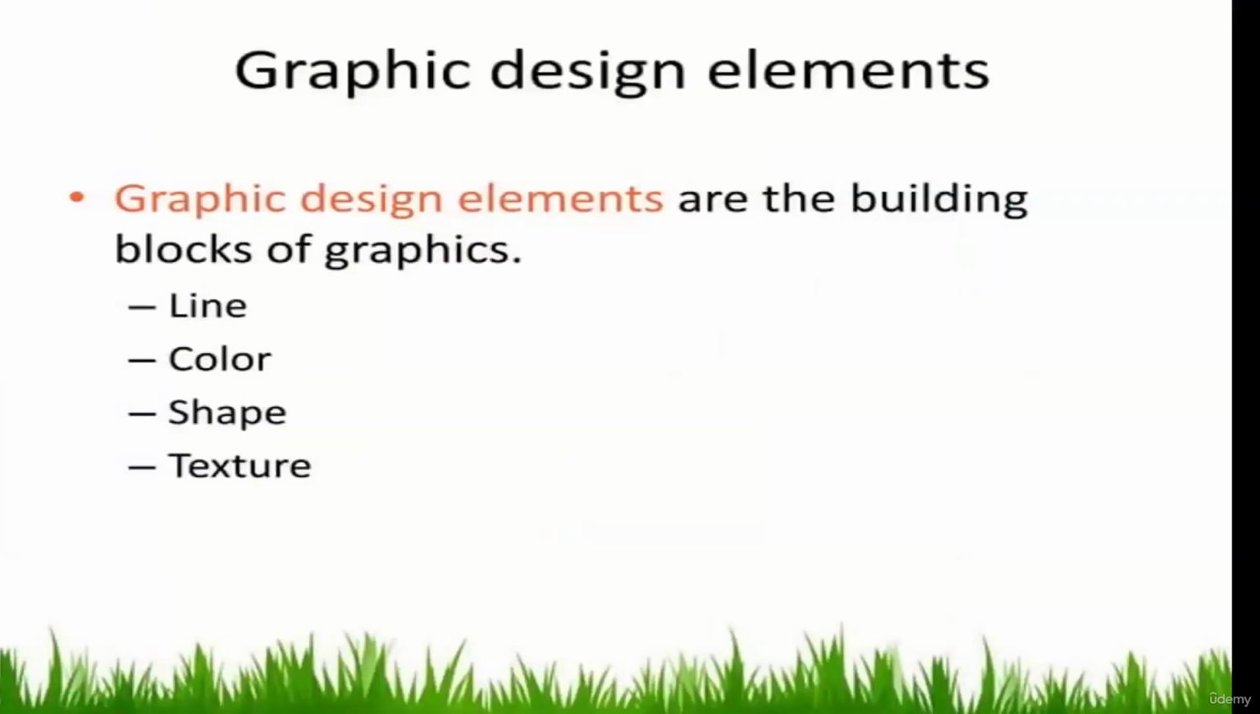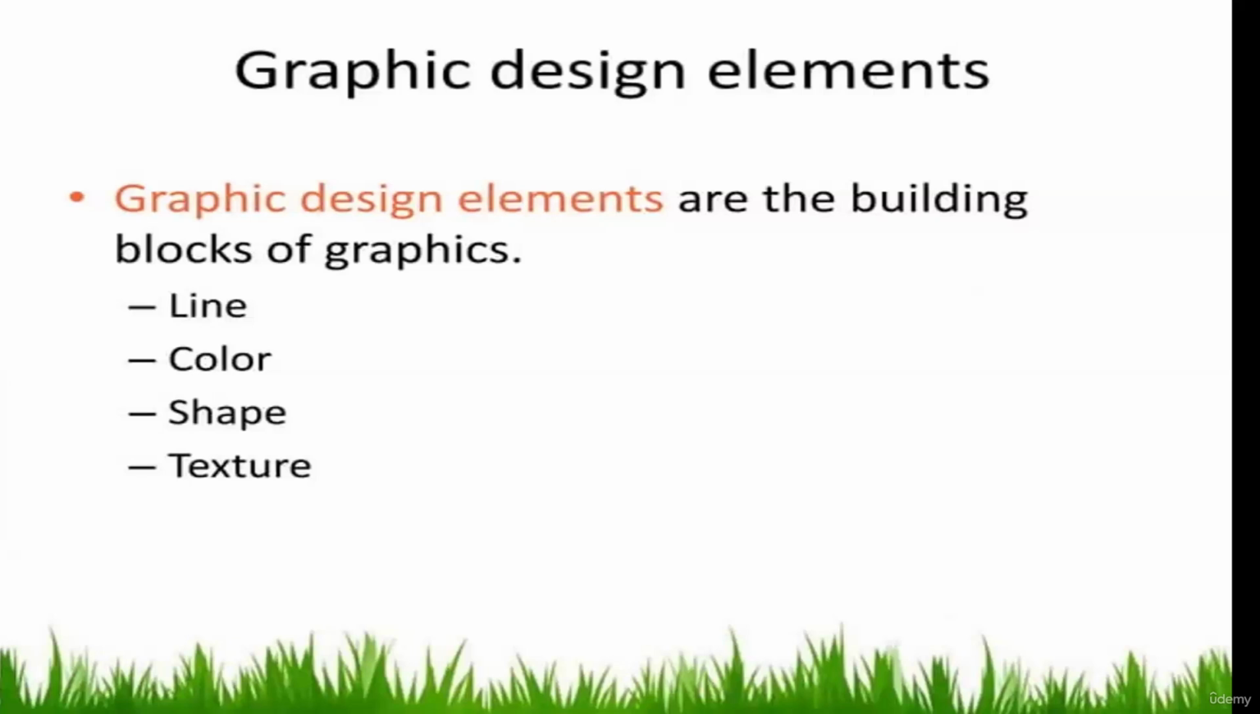Graphic design elements. Here, graphic design elements are the fundamental building blocks used to create and organize visual content. There are key elements, as you can see here. Graphic design elements are the building blocks of graphics: the line, color, shape, texture, space, form, typography. For the line, use it to define shapes, create textures, or guide the eye. The shape defines geometric or organic forms, used to create visual structure.